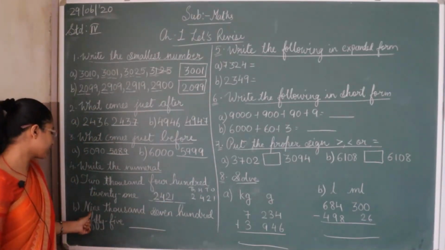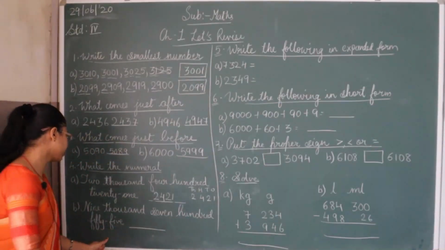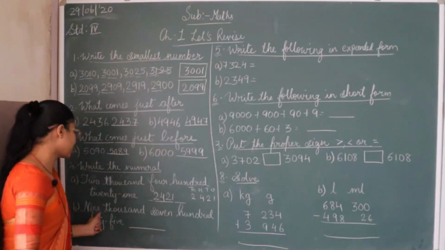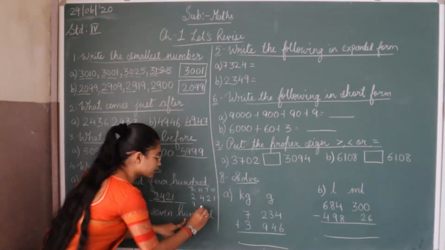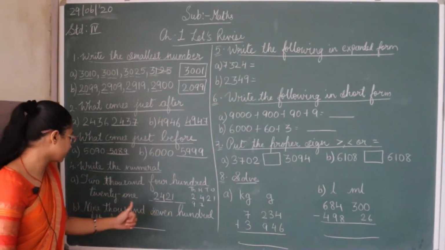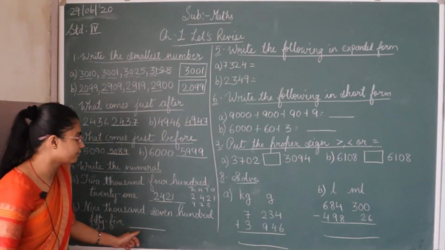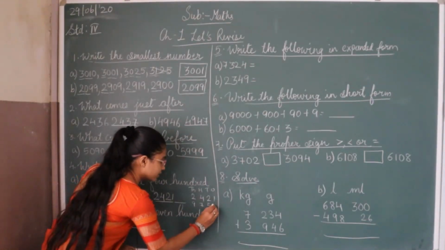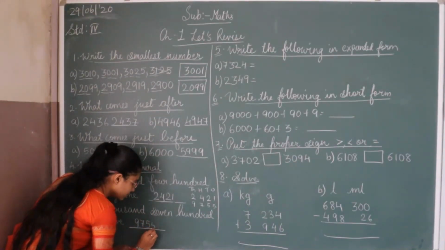Now next is 9755. 9000 in thousands place, 700 in hundreds place. 50 means 5 into 10. 5 will be in tens place and 5 will be in ones place. So we will get the answer 9755.